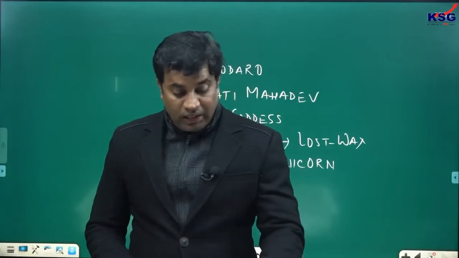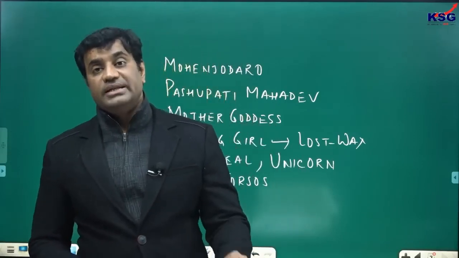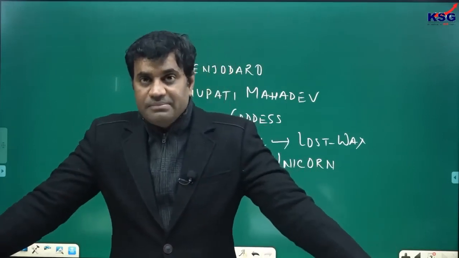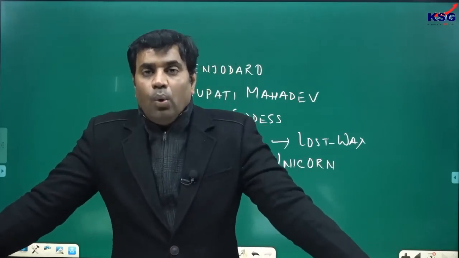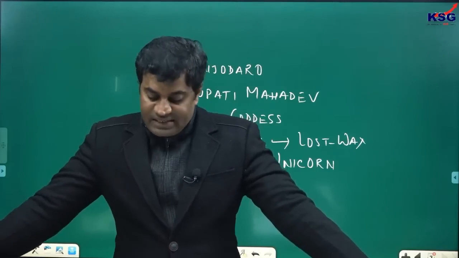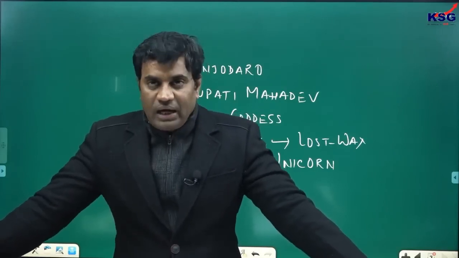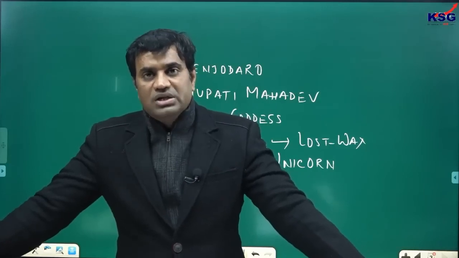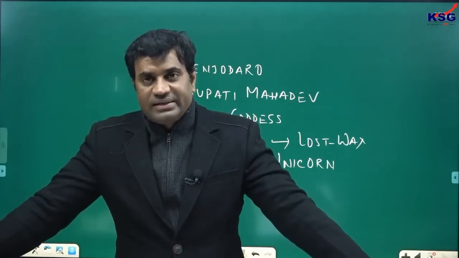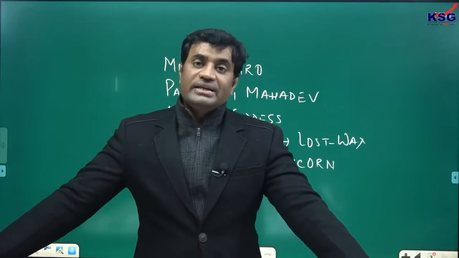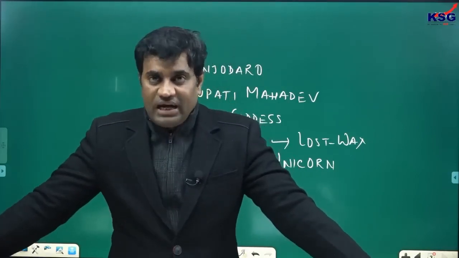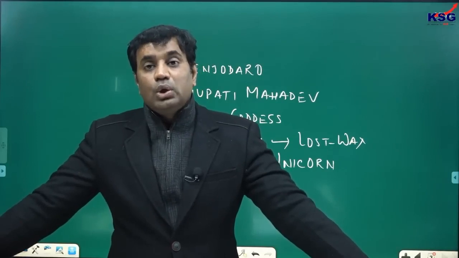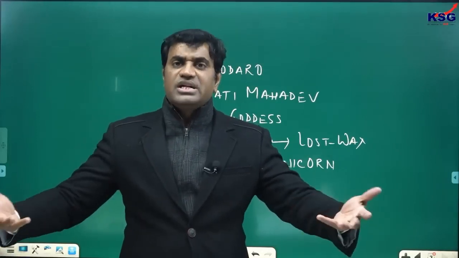Now coming to important developments in recent times. In recent times, there's a very important development. One site among Indus Valley civilization, that is Dholavira, has been included in the list of UNESCO's World Heritage Site. Dholavira is located in the Kutch region of Gujarat, and this site has been found on the banks of river Luni.